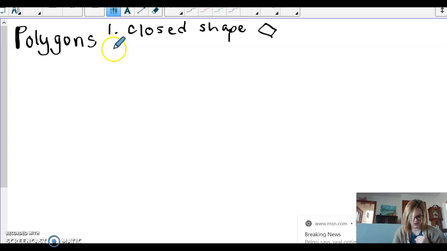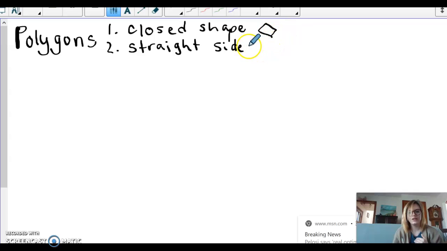The other rule we talked about was that it had to have straight sides. So here in the shape I just drew to show a closed shape, I have all straight sides. They're not curving. So there are no shapes like this. Although that's a pretty shape, there are no shapes like this in polygons. It needs to have straight sides. So I'm just going to X that out.